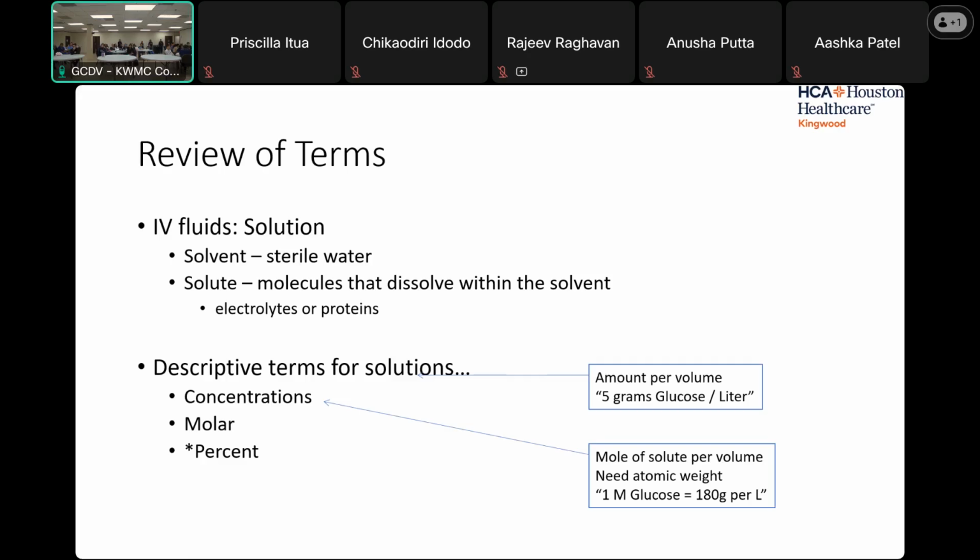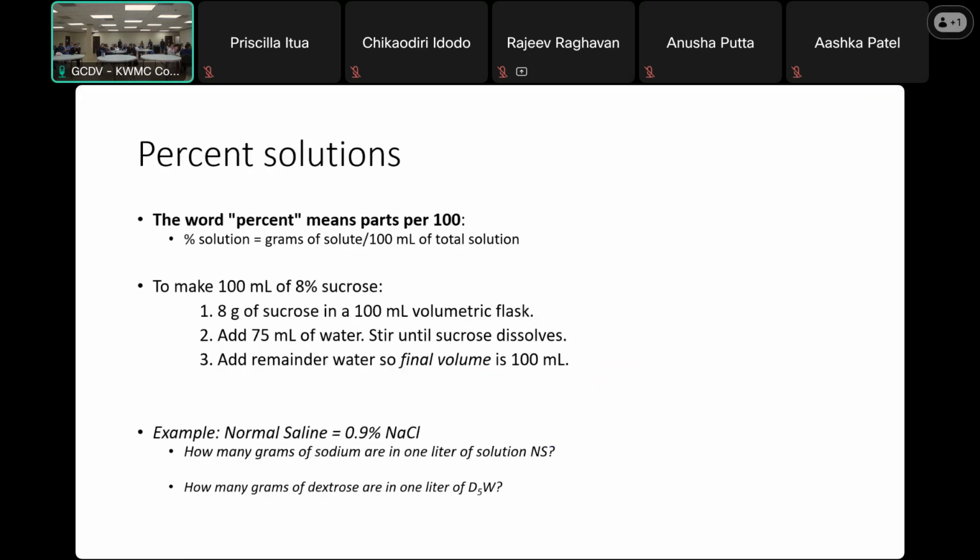The descriptive terms typically are going to be concentrations or percent. Again, most of the time we're going to be using percentages, so probably we'll talk a little bit more about that in the next slide. But really the percentage is always grams per 100, so grams per 100 cc's.